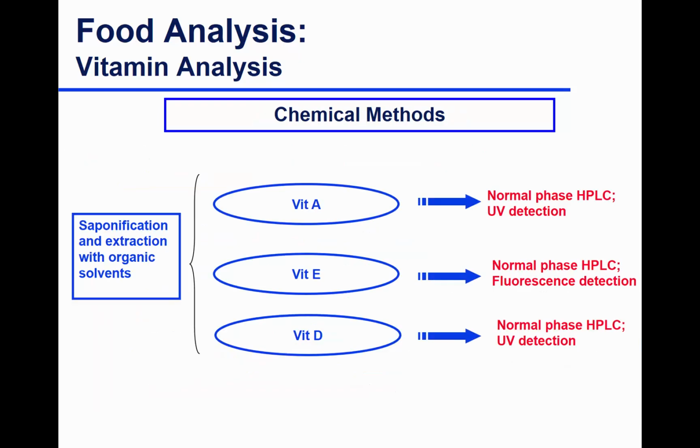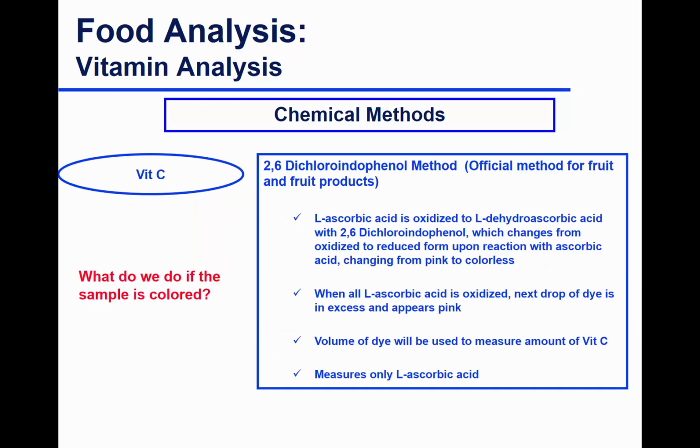Now for fat-soluble vitamins such as A, E, and D, they all can be performed using HPLC methods. The chemical methods for these is basically you saponify, you extract by organic solvent, and then you run HPLC, and the detection can be either UV detection or fluorescence detection. So it's just a general procedure that you're required to know.